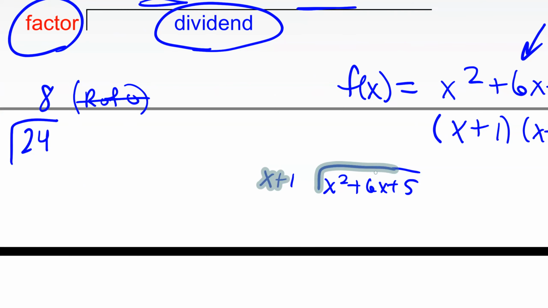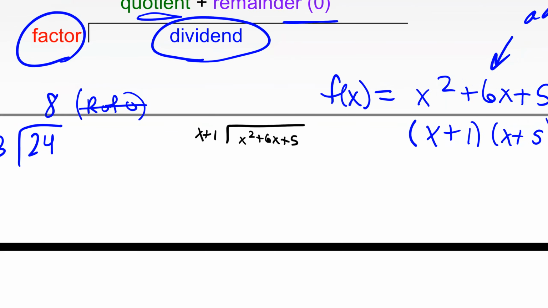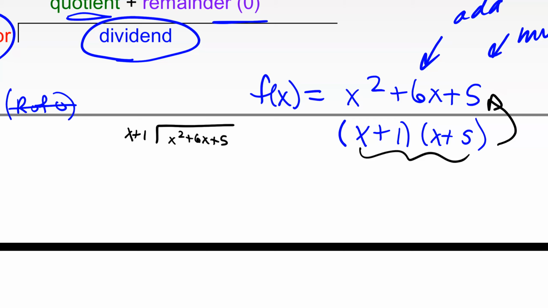Okay, so I'm taking x squared plus 6x plus 5, and I'm dividing by x plus 1. Do we know what the answer is going to be? What times x plus 1 is x squared plus 6x plus 5? Yeah, x plus 5, because together these two multiply, and that's what it's equal to.